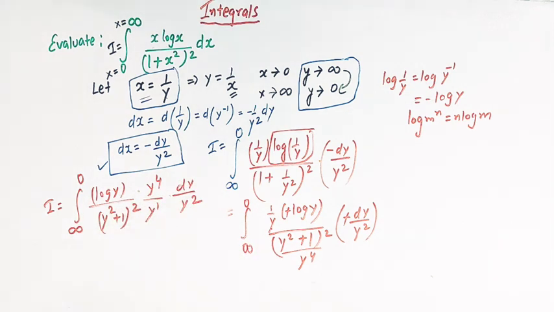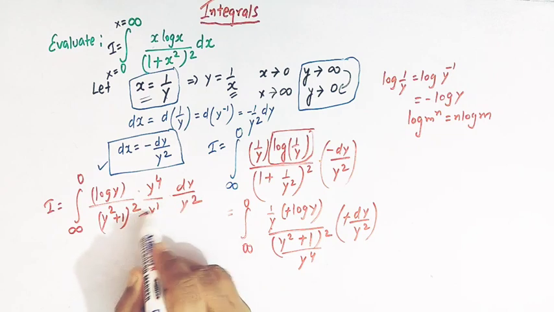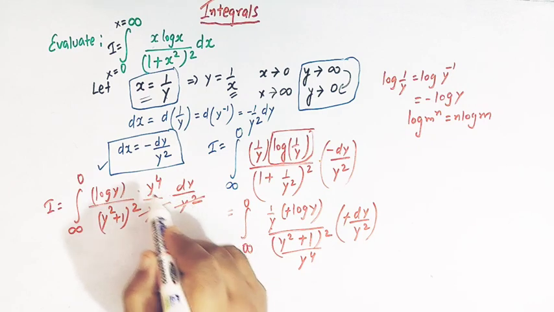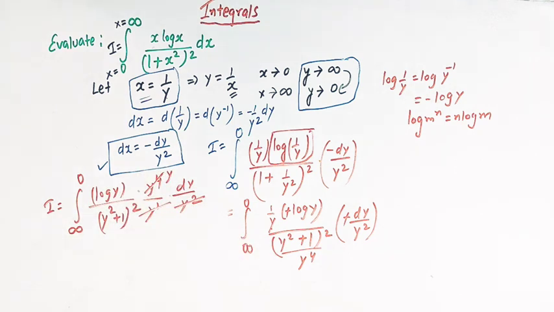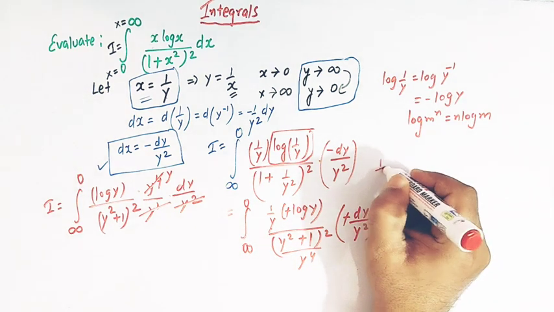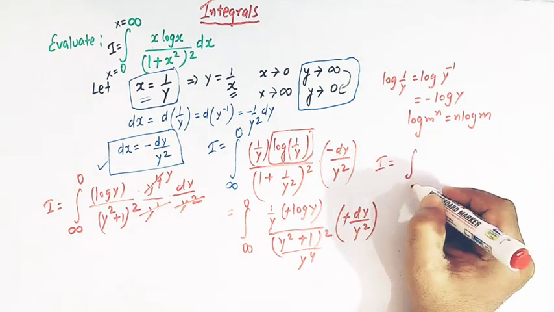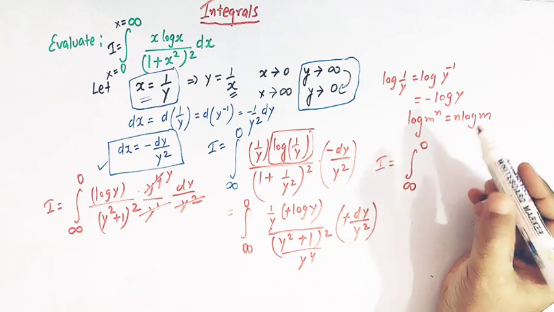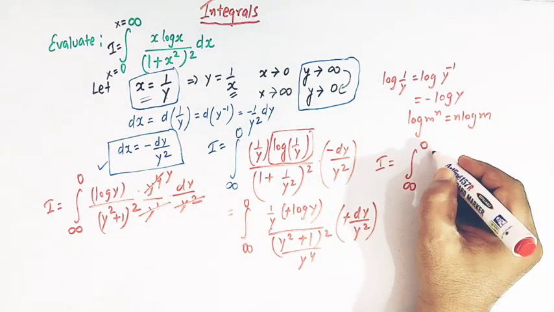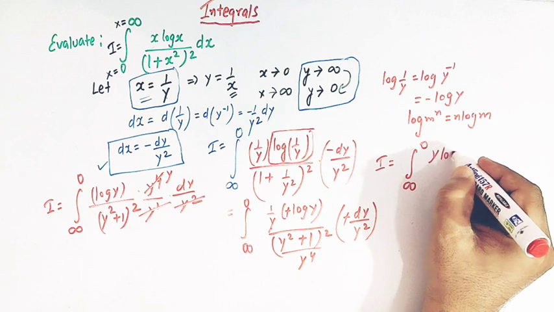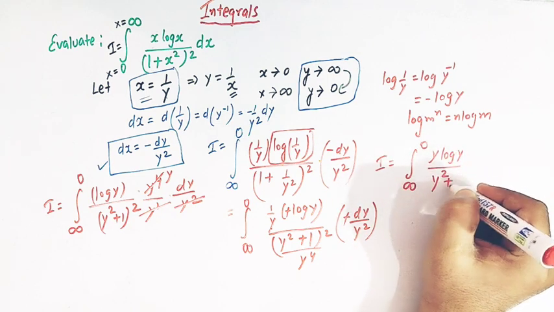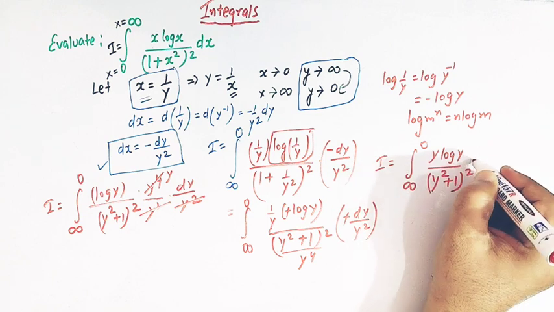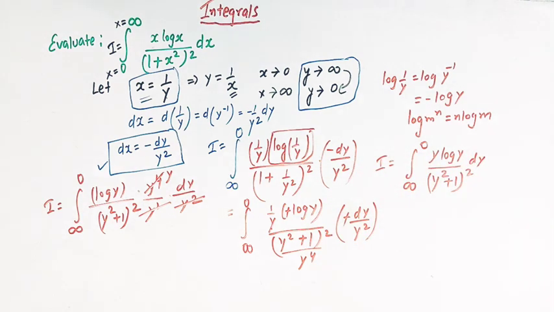So now here we have 1, so 2 plus 1 is 3. So these two terms get cancelled with this one, and here we are left with 1 over y, right? So now we can write this integral as infinity to 0, and here we are left with 1 over y. So we have y, then we have log of y, and here we have y square plus 1 whole square, right? And here we have dy, right?